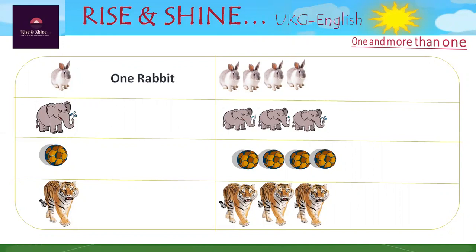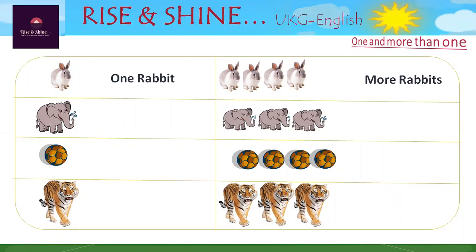And on the right hand side, how many rabbits are there? 1, 2, 3, 4. Yes, 4 rabbits. That means more than one rabbit. More rabbits.